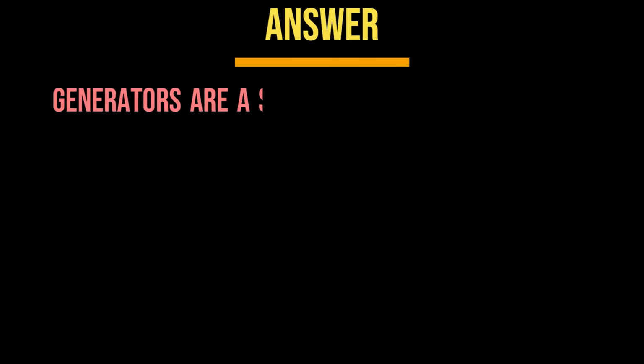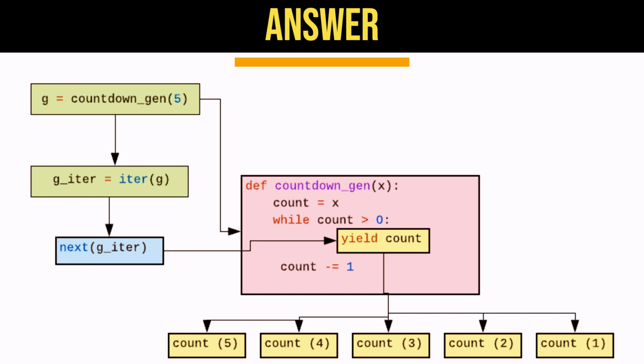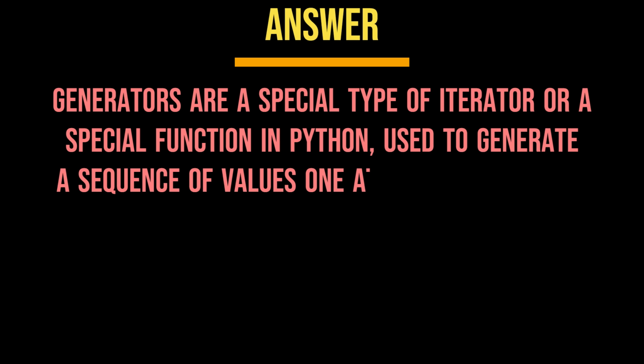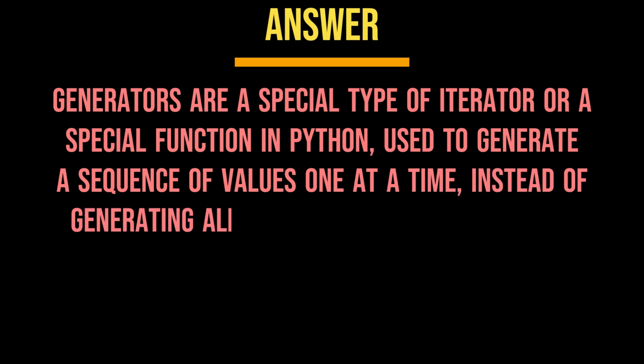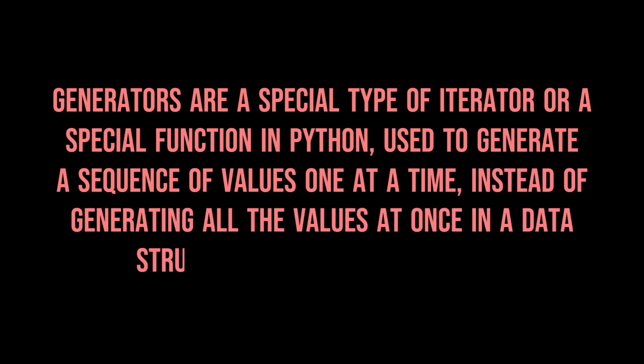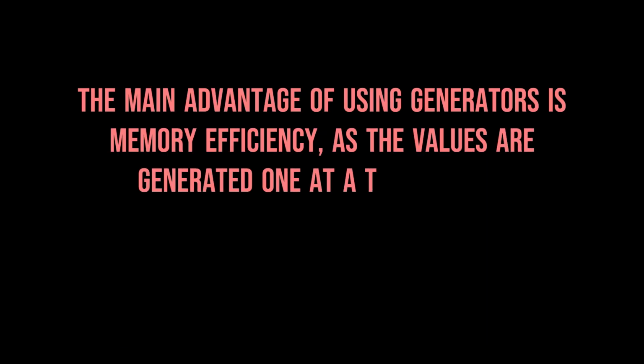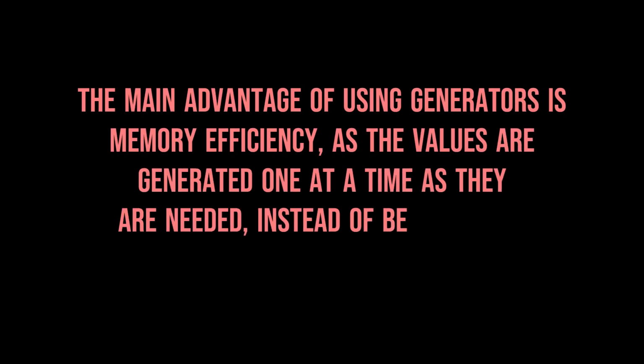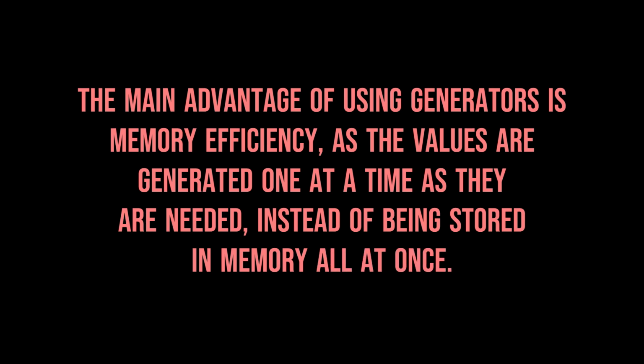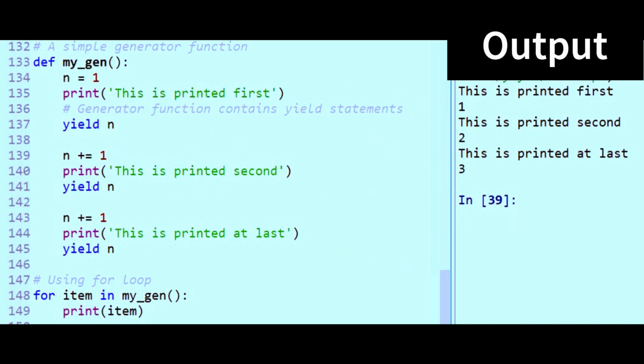Generators are a special type of iterator or a special function in Python, used to generate a sequence of values one at a time, instead of generating all the values at once in a data structure like a list or a tuple. The main advantage of using generators is memory efficiency, as the values are generated one at a time as they are needed, instead of being stored in memory all at once. Here is another example of generator function in Python.